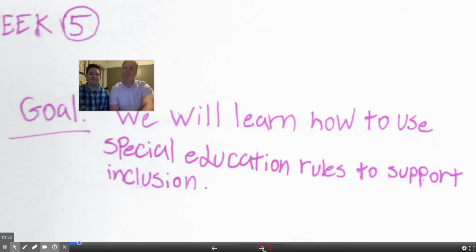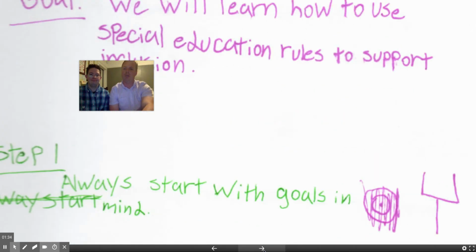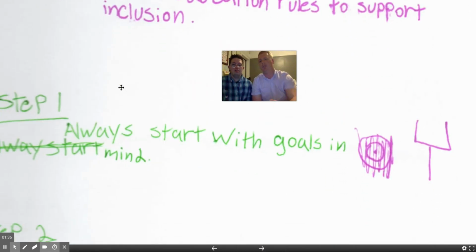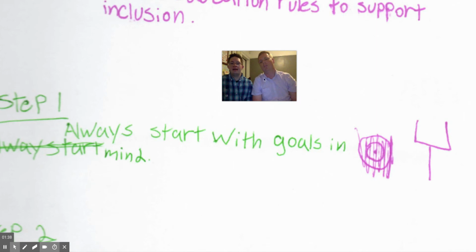So step 1 to this, EJ, what's step 1 look like? It always start with our goals in mind. Always starting with goals in mind. This is great because it's the same with UDL as it is with high quality special education services, always knowing what your goal is. EJ, what was one of your goals in school? What did you want to learn?